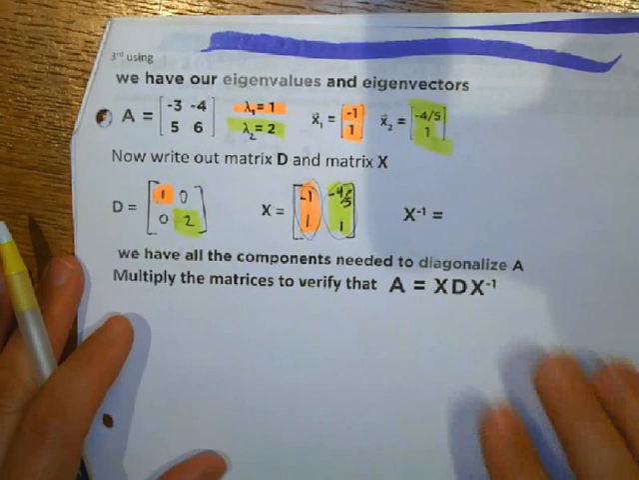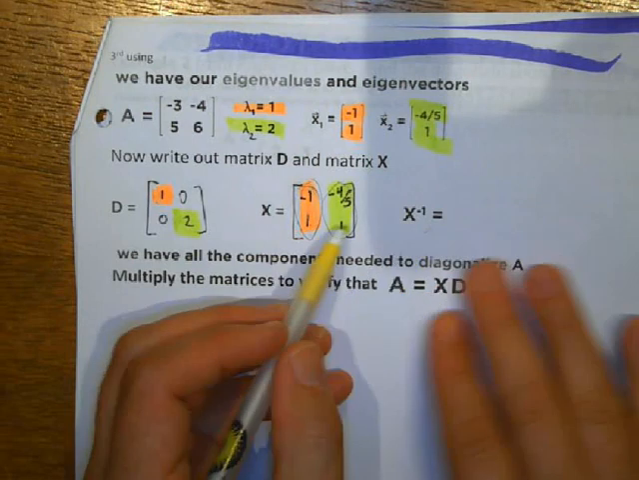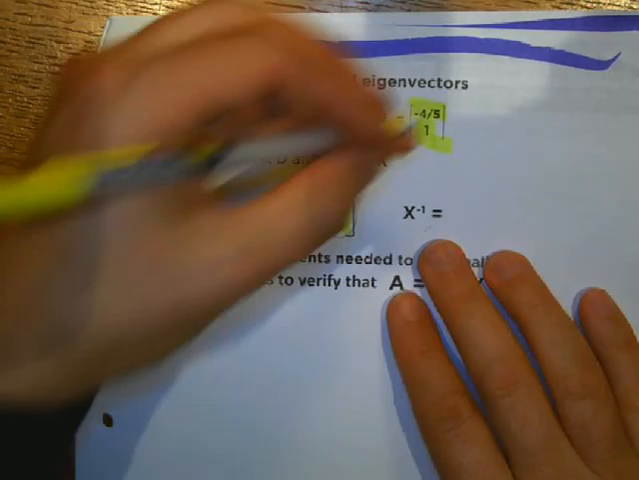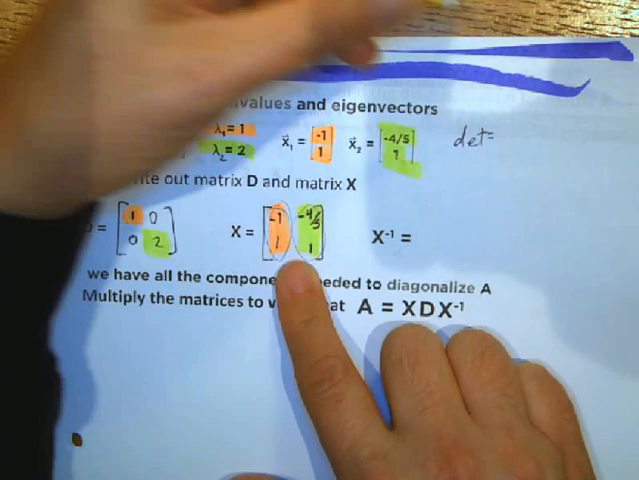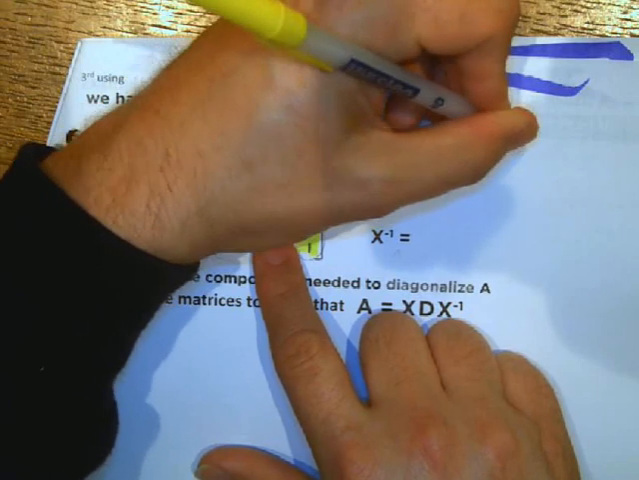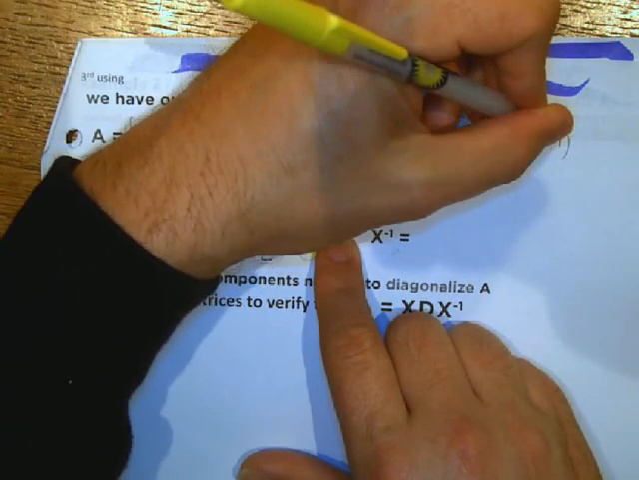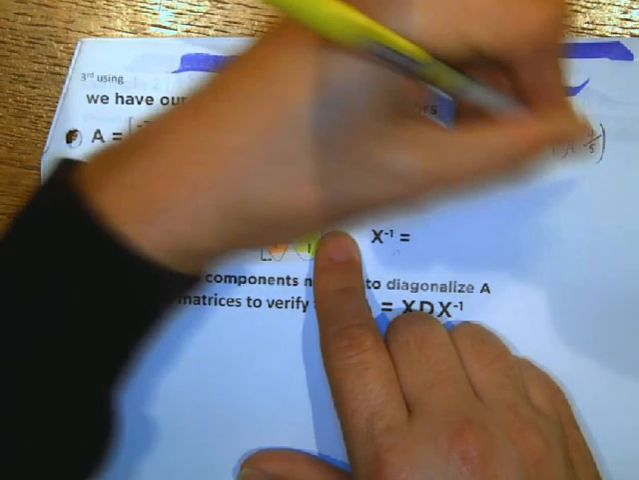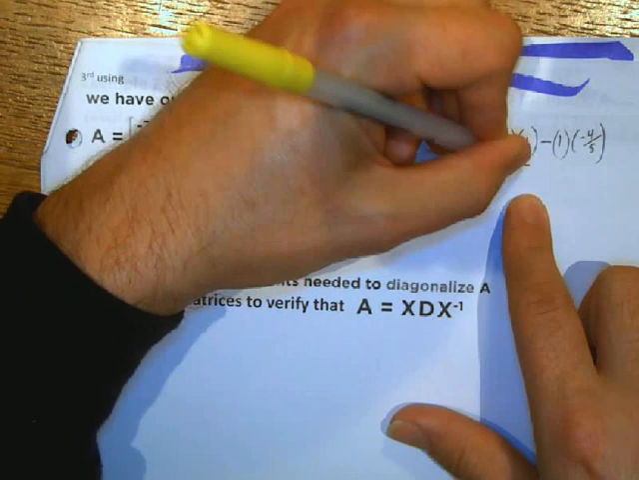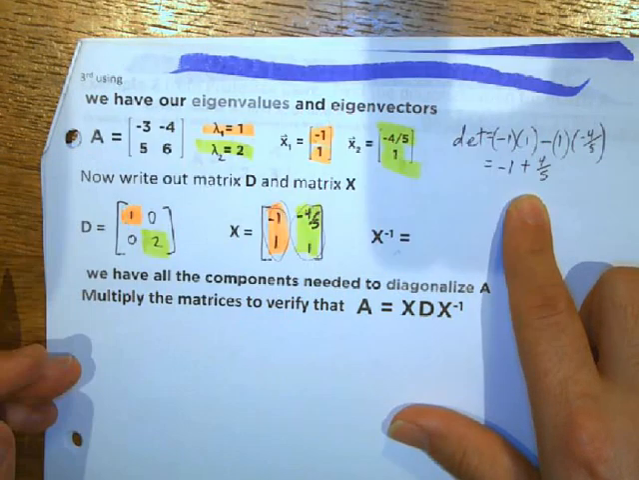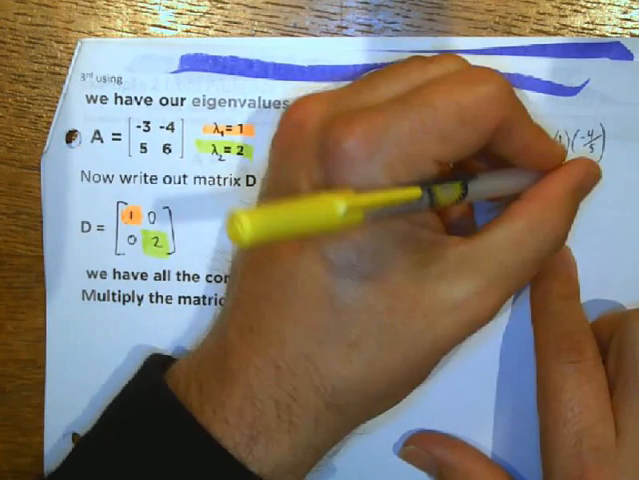Okay, so now I need to find the inverse function of this. So I first need to find the determinant of this. So the determinant is equal to -1 times 1 minus 1 times -4/5, and that gets me -1 plus 4/5, which simplifies to -1/5. Okay, so that's my determinant.